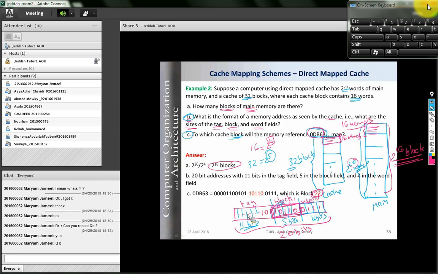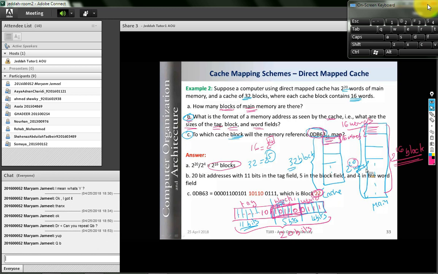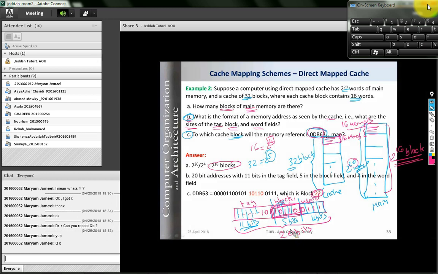And for the tag, we have to take the rest of the bits. The total number of bits is 20. Why is the total number 20? Because the total number of addresses is 2 to the power of 20, we have 2 to the power of 20 words. So how many bits do we need to select one of these words? We need 20 bits. How many bits do we need for the tag? We have 20 minus 5 minus 4. 5 plus 4 is 9. 20 minus 9 is 11. Is it clear now?